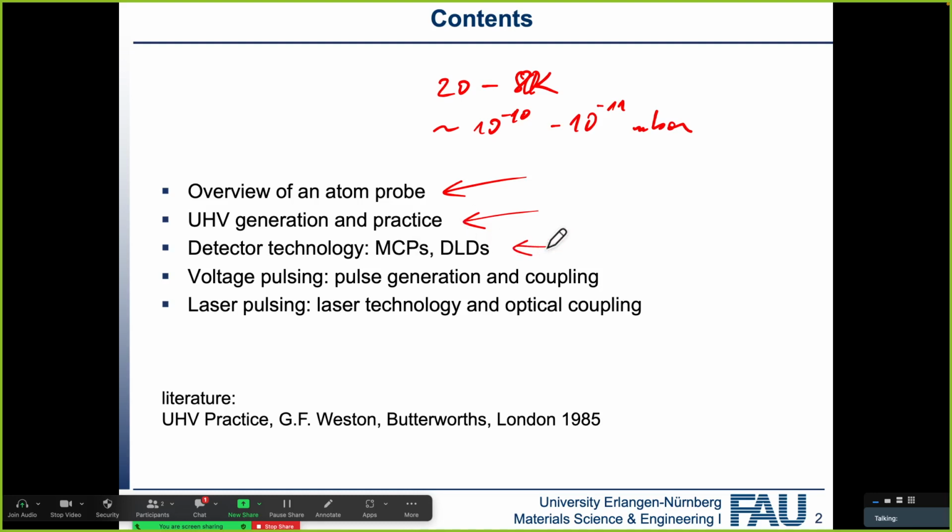Then we're going to talk about the technology. Very important for us are microchannel plates and delay line detectors, because this is essentially what all modern atom probe instrumentation uses for detection. And then we're going to look into how voltage pulsing works and how laser pulsing works. Here, we're going to look a little bit more into voltage pulsing because it involves a little bit more engineering, there are more boundary conditions, and laser pulsing is a little bit more straightforward from the engineering side.